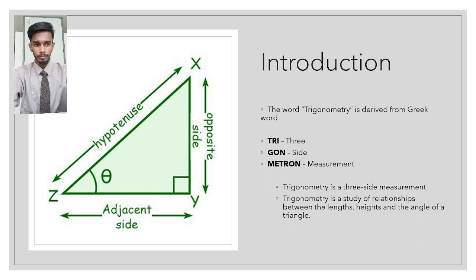The word trigonometry is derived from Greek words: tri, gon and metron. The meaning of tri is three, gon is side and metron is measurement. Trigonometry is a three-side measurement, for example hypotenuse, opposite, and adjacent. Trigonometry is a study of the relationship between length, height, and the angle of a triangle.